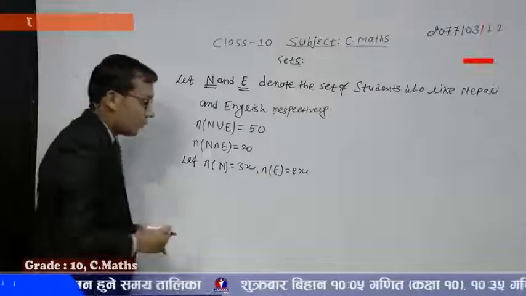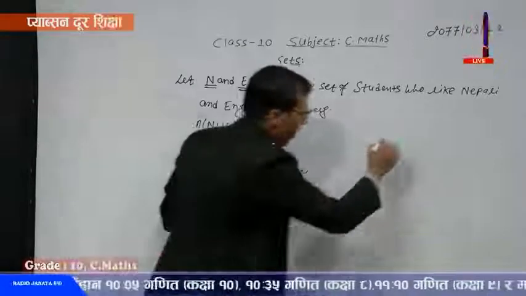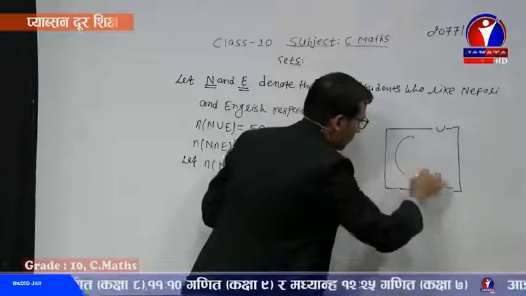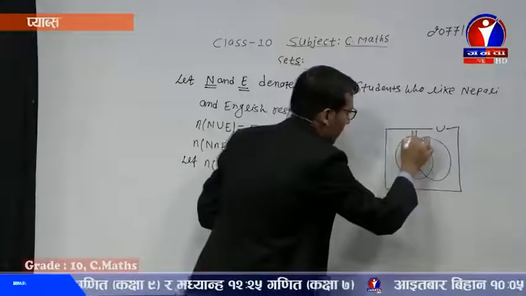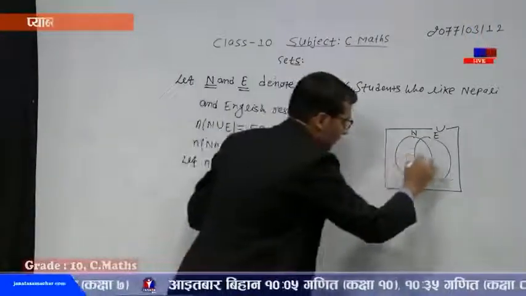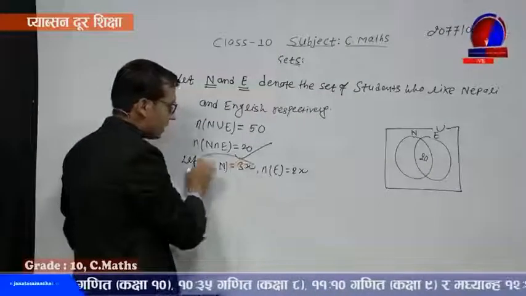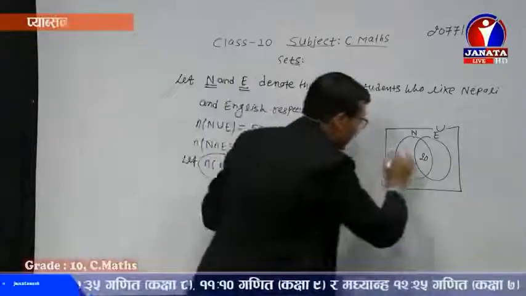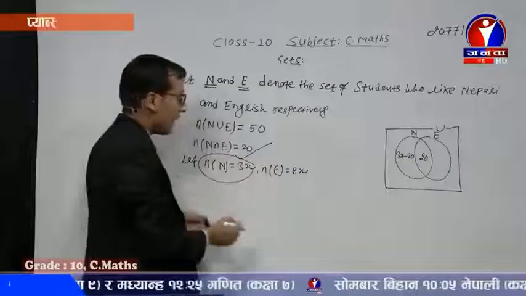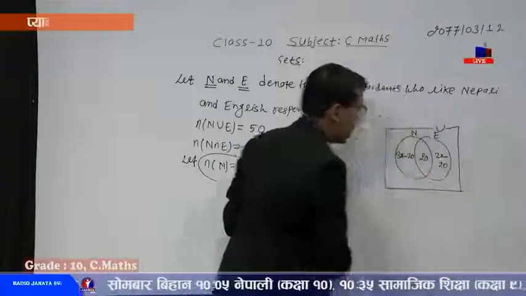So by using Venn diagram, there are two questions asked. So let's draw the diagram. Nepali and English. So what is the intersection? 20. Let's insert intersection 20. n of N is 3x. So what is N only? 3x minus 20. What is E only? This is n of E minus intersection, which is 2x minus 20.